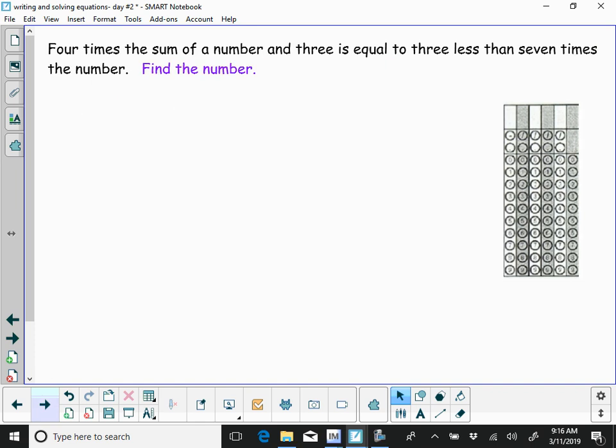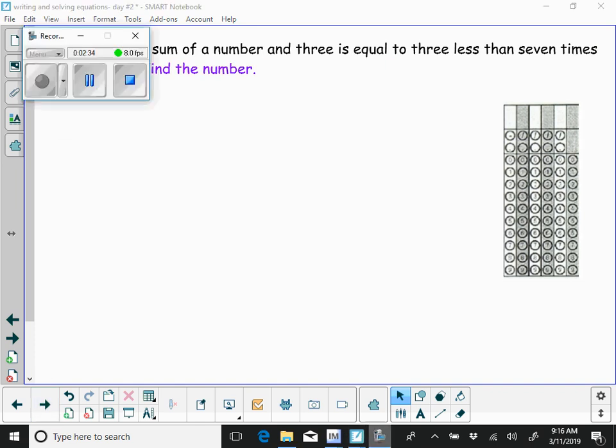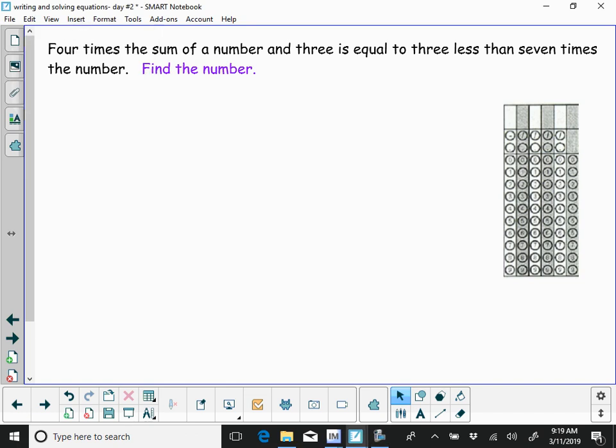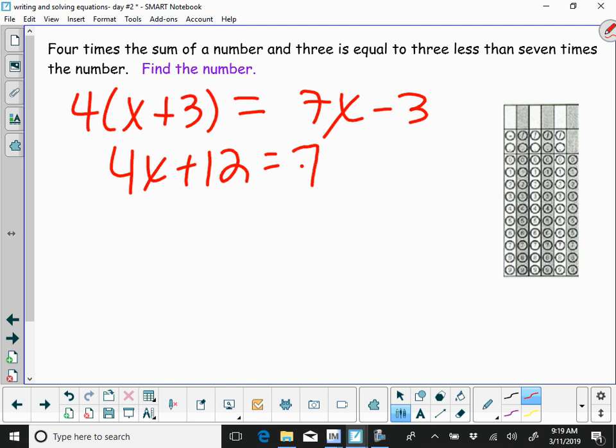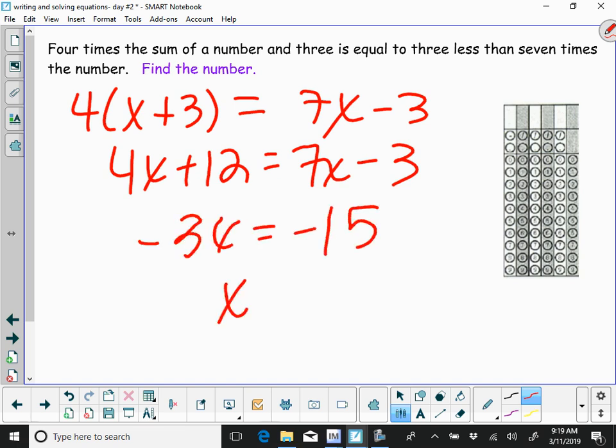Okay, see if you can set this one up. All right, let's see what it should have been. Okay, 4 times the sum, so 4 times x plus 3 is equal to 3 less than 7 times the number. So it should be 4x plus 12 equals 7x minus 3, right? Okay, so that's going to give us negative 3x and negative 15, so x does in fact equal 5.